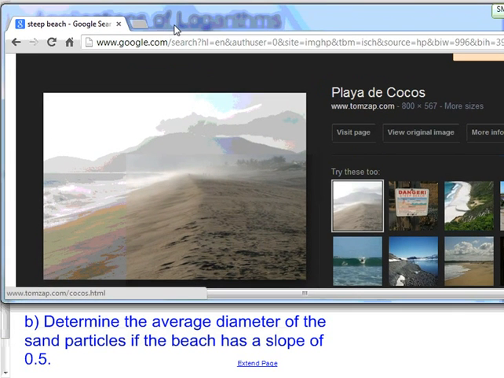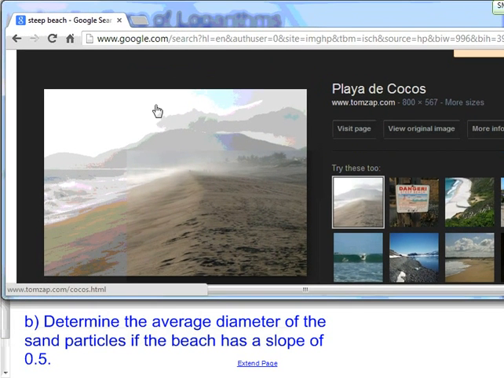So here's a picture. I had you guys Google it on your iPads. And this is the picture I'm looking for. That is a really steep beach. And just look at it. If you were walking on that beach, you can see how your right leg would have to be like 8 inches higher than your left leg as you're going down the beach.